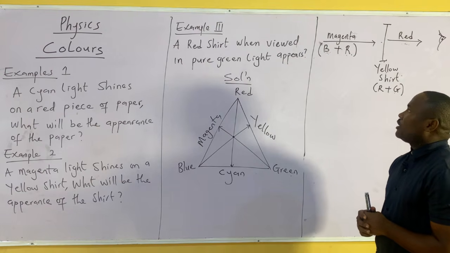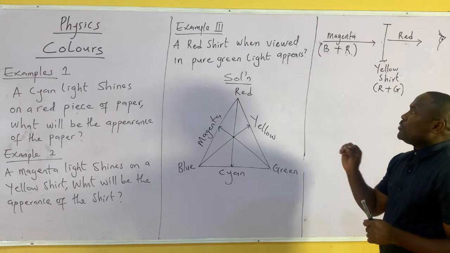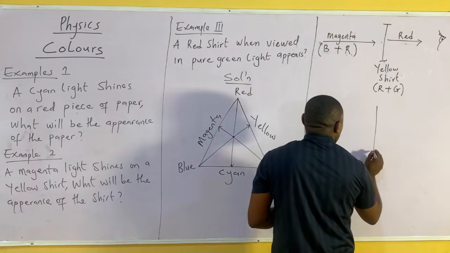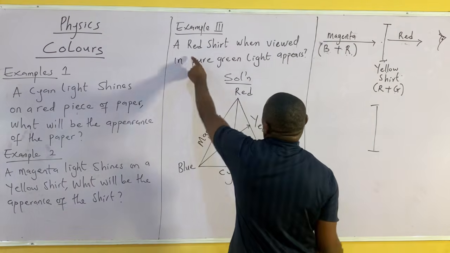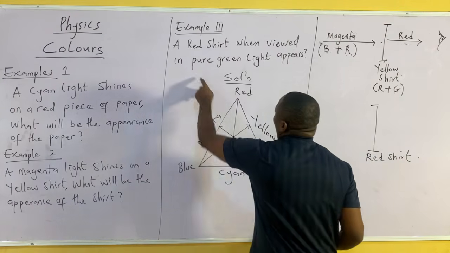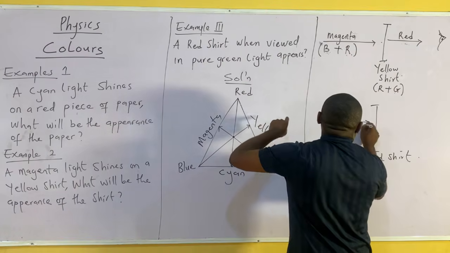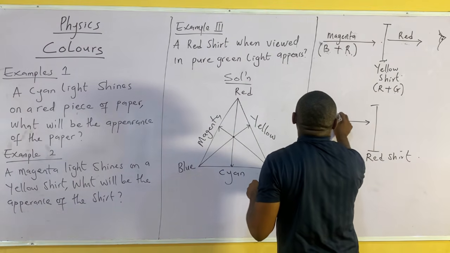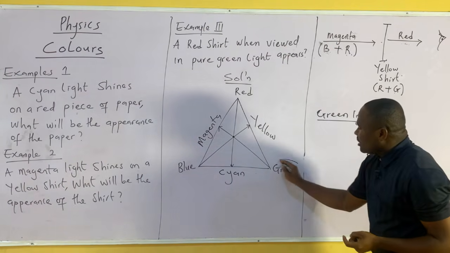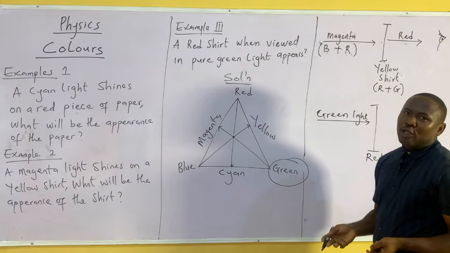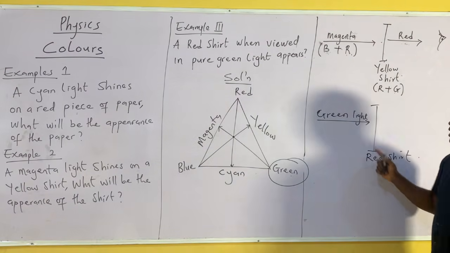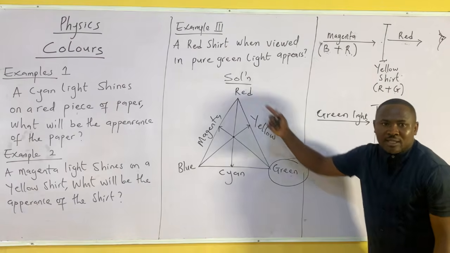Example 3 says a red shade when viewed in a pure green light appears dash. So let's follow the same way we do it. What will be here? A red shirt. What color came? A green light. Now, what makes up a green light? Green is just green. There is no other component in a green light. So a green light has no correlation with red. Red is just red, green is just green.